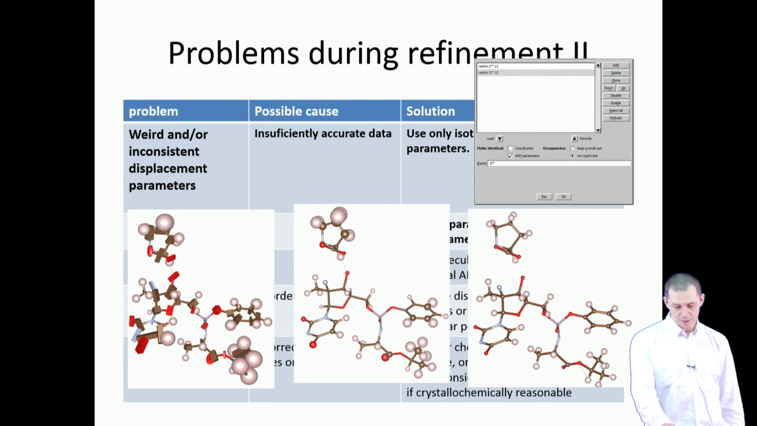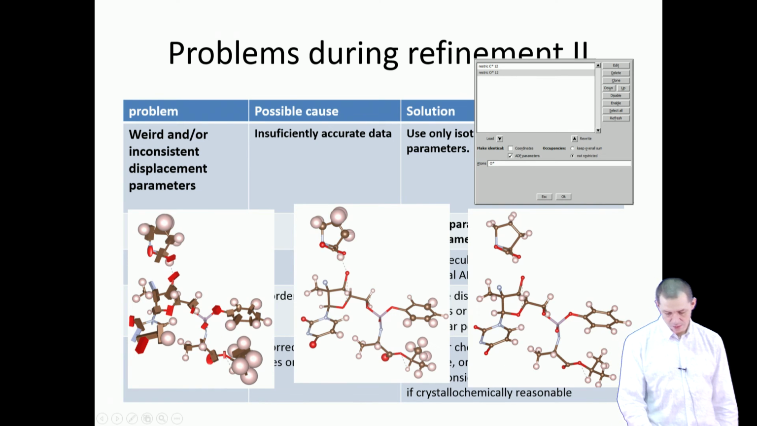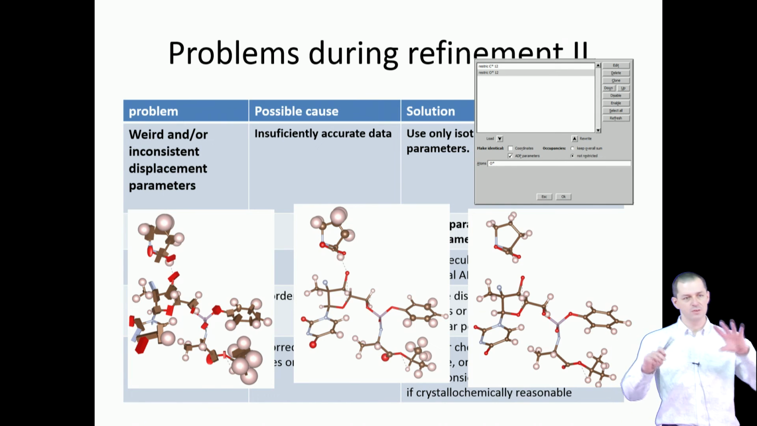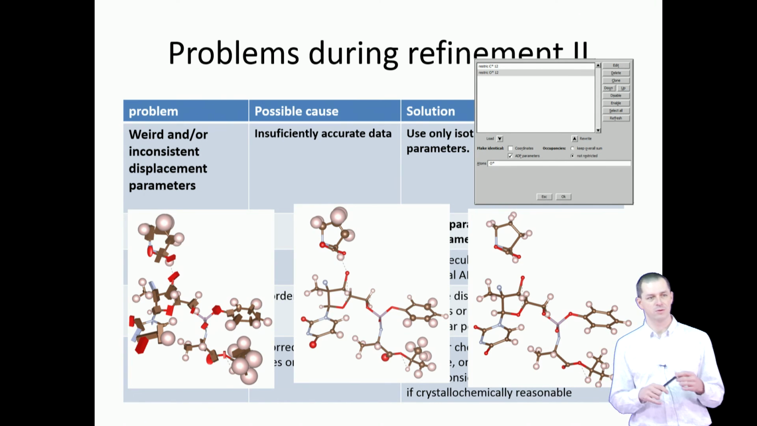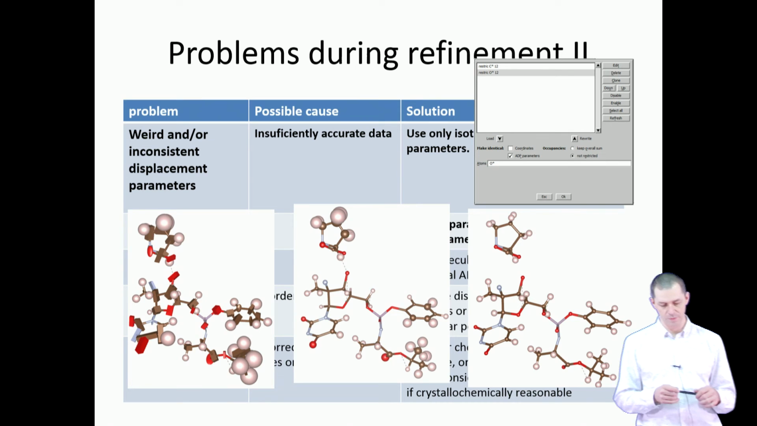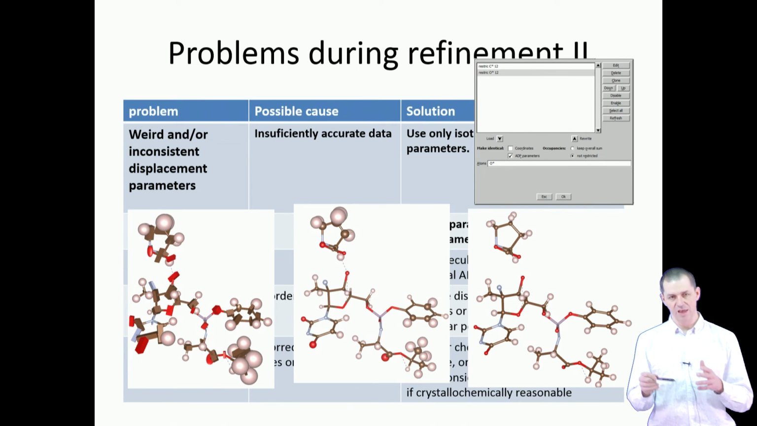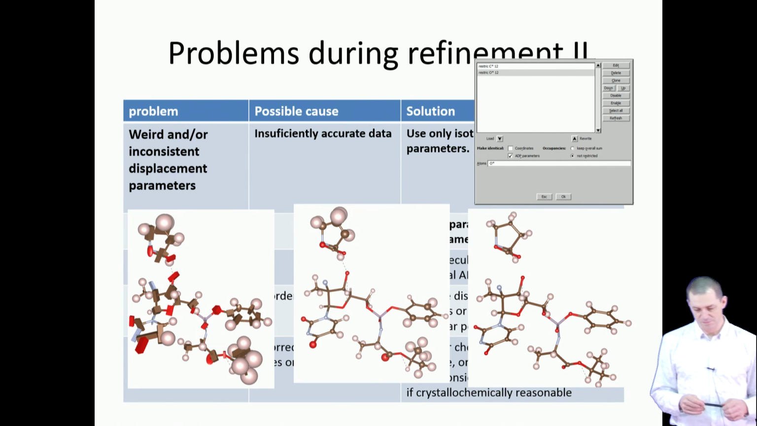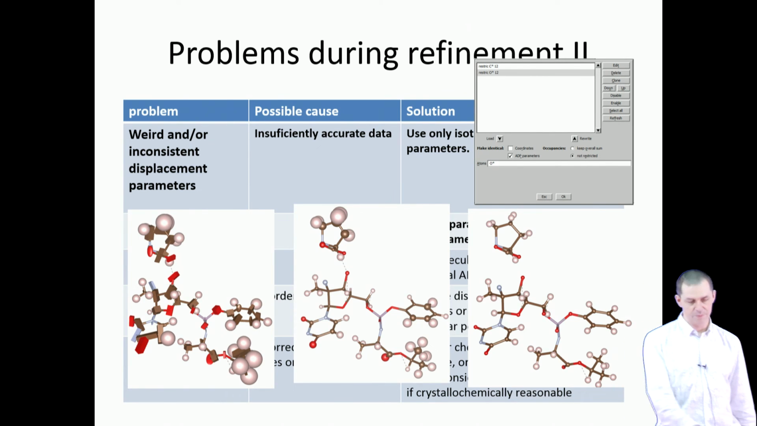So what we can do is restrict the carbon displacement parameters to be the same, and the oxygen displacement parameters to also be all the same. And if you do that, you obtain a model that may not capture all the details of different vibrational freedoms of different parts of the molecule, but at least it looks reasonable and more acceptable than the previous two.